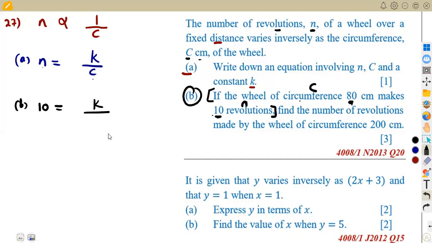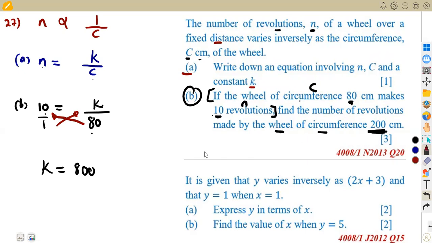There we are given the circumference of what? Of 80. So we can calculate the value of K by cross multiplying. 1 times K, we have K is equal to 10 times 80, which is 800. But that is not the question. The question is not asking us to calculate the value of K, but to find the number of revolutions made by the wheel of the circumference that is 200 centimeters.